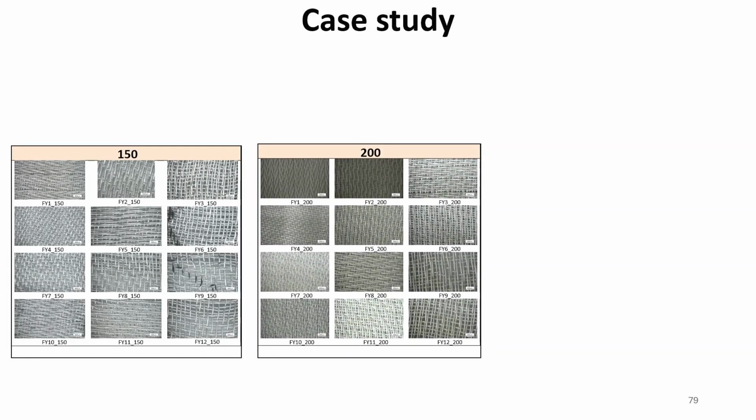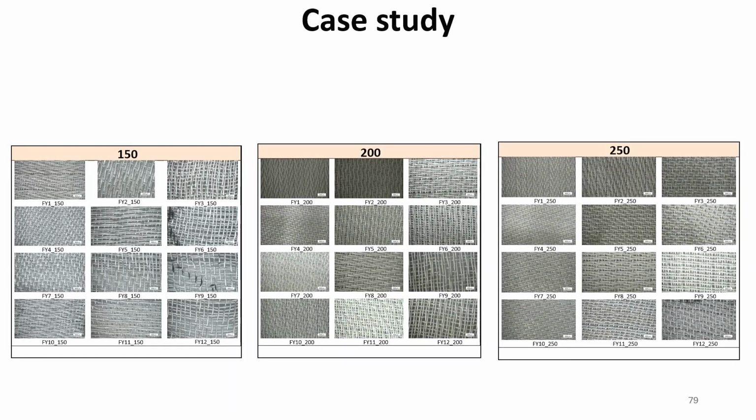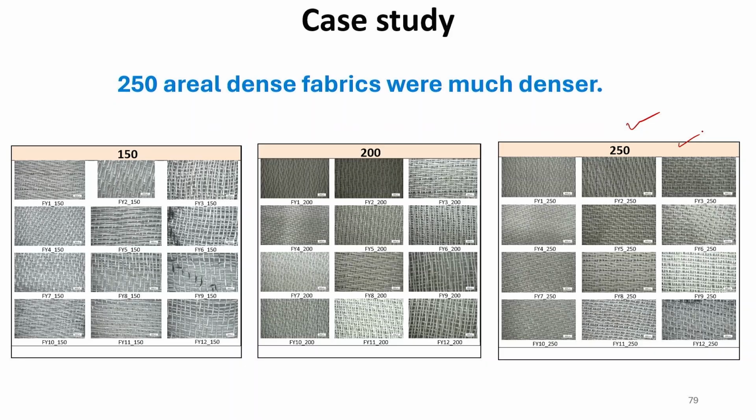Now, different fabric structures were developed. Here the 250 GSM fabrics are much more compact than the 150 GSM. So, the 250 areal density fabrics were much denser.